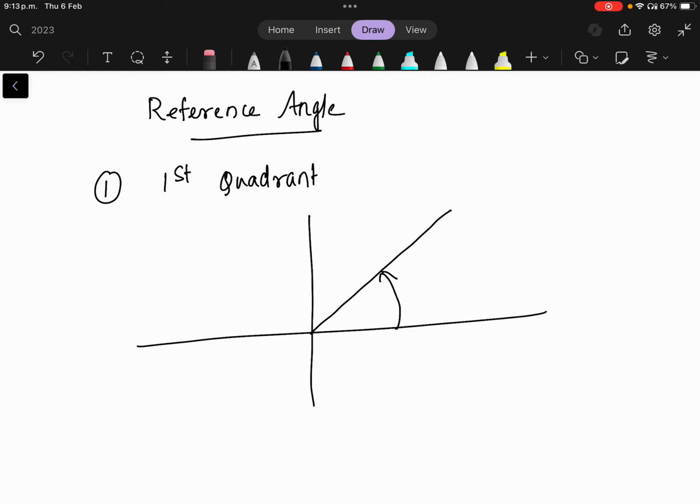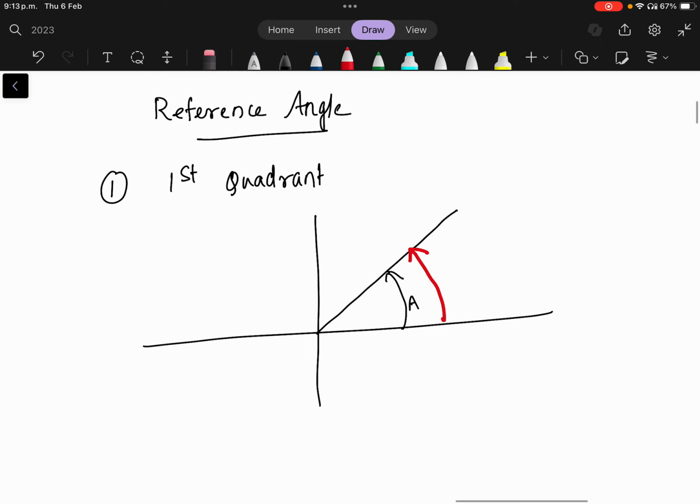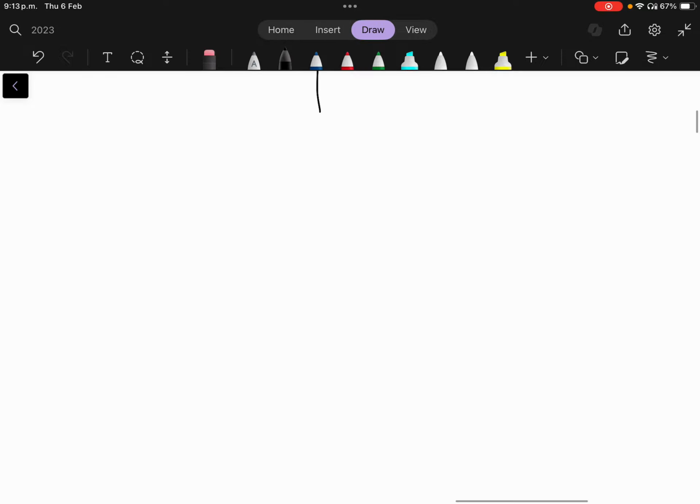Now what is the reference angle? I'm going to mark the reference angle in red. The reference angle is also this one. So if the line is in the first quadrant, the angle and the reference angle will be the same. If this is the angle A, then this is the reference angle. Now the next one is the second quadrant.